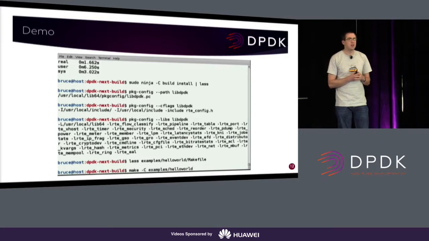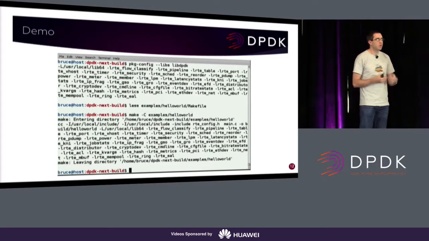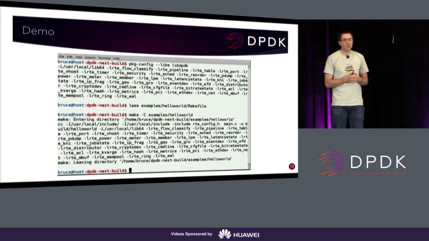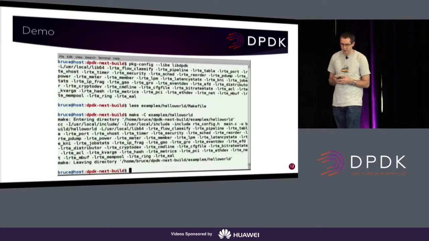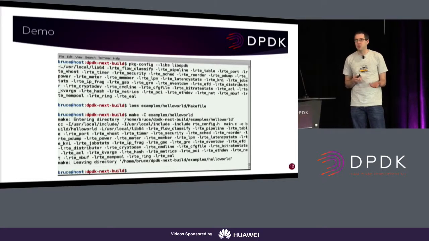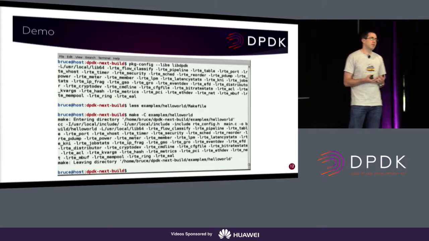And I'll do the actual compile there. So again, we're using make to compile the application. We did the actual main build itself using Meson and Ninja. Doesn't matter, we're all going through package config to get all the parameters we need. Okay, so that's just a quick demo showing how the package config works, and also, for developers, the speed boost you get from using Meson and Ninja.